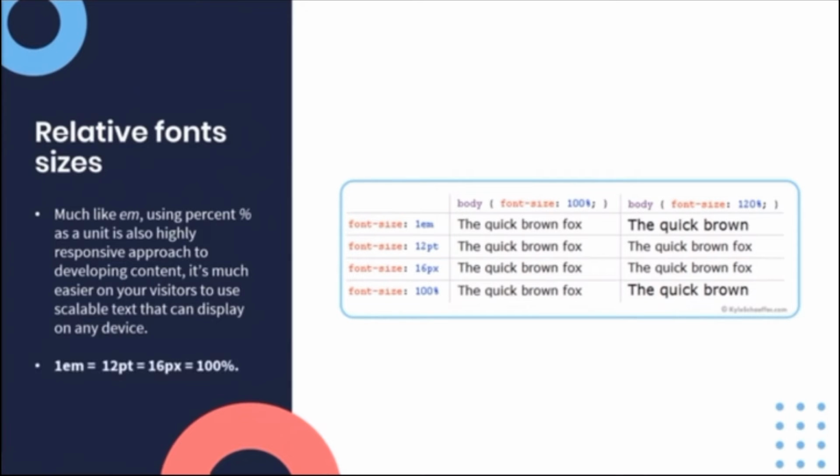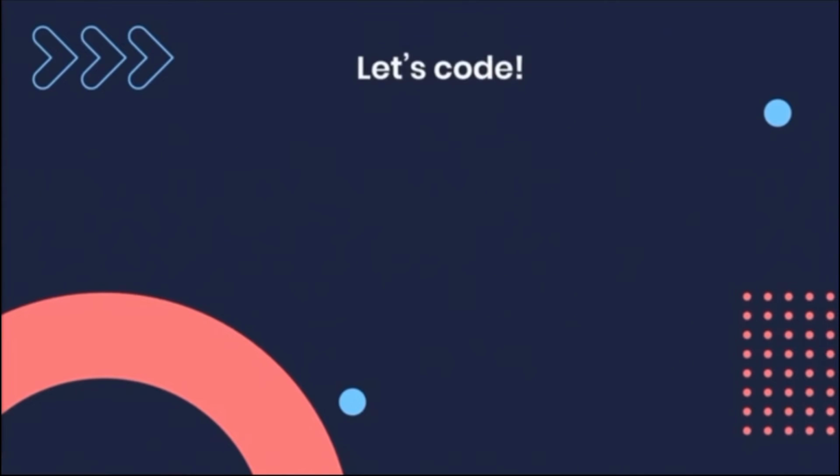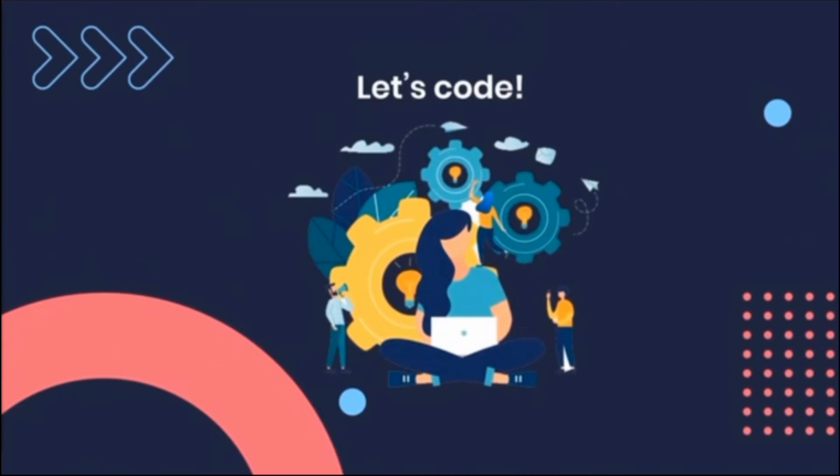Okay, so again, like I mentioned before, there is a formula to this. And think about it like this: 1 EM is equal to 12 PT, which is also equal to 16 PX, which is essentially equal to 100% of the default font size. So that is a lot to take in. I think it's about time that we actually put all of this into practice, and let's start coding.